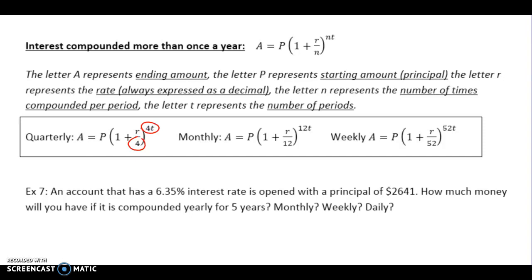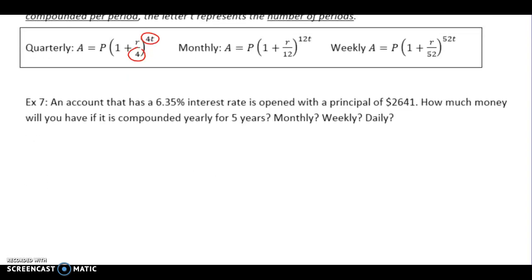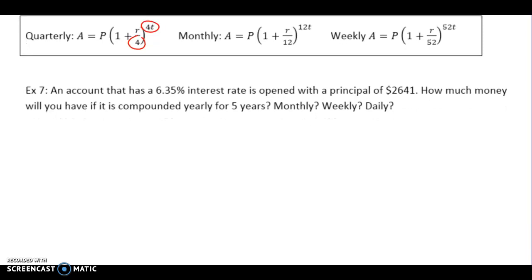So number 7, they want us to do 4 different scenarios. So starting off, it says an account that has 6.35, and real quick, let's just convert that to a decimal right now. What is 6.35% as a decimal? 0.0635. That's the number we're going to be using. The biggest mistake I see on the test, this is not hard stuff, but people just forget easy things like converting the percent to a decimal. It tells us the principal. How much money will you have compounded yearly for 5 years?